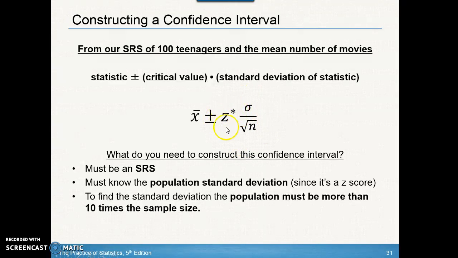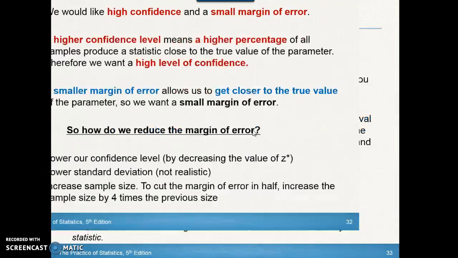If we have a smaller confidence level, this critical z-score is going to be smaller because it's not taking up as much of the normal curve. Therefore, this whole portion right here is going to be smaller.